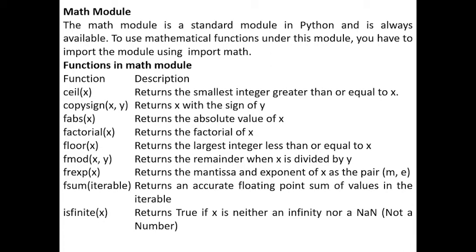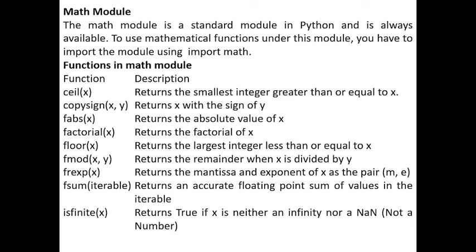ceil(x) returns the smallest integer greater than or equal to x. copysign(x, y) returns x with the sign of y. fabs(x) returns the absolute value of x. factorial(x) returns the factorial of x. floor(x) returns the largest integer less than or equal to x. fmod(x, y) returns the remainder when x is divided by y.